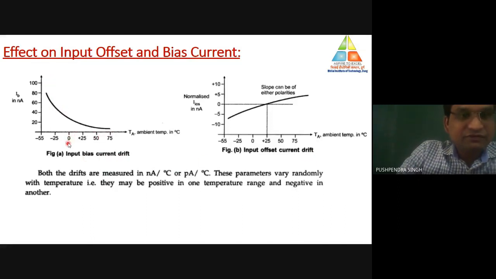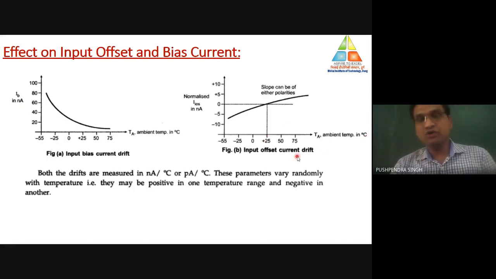When the temperature is 0, or less than plus 25 degrees, the bias current is increasing. As the temperature decreases, the bias current increases. But as the temperature increases, the bias current moves towards zero. So this is the relationship between input bias current and ambient temperature. Bias current is generally expressed in nanoampere per degree centigrade. Input bias current drift is represented in nanoampere per degree centigrade.